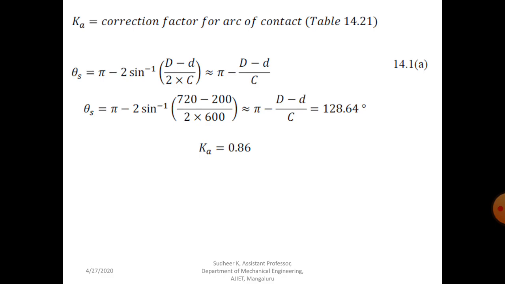So before that you have to find out theta s, the angle of contact for the smaller pulley, from equation 14.1a. After substitution in this equation, you'll get theta s value as 128.64. Always keep theta s in degrees. Based on this angle you have to calculate the correction factor for angle of contact.